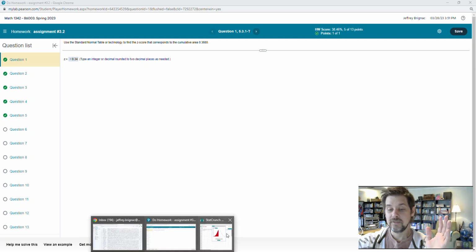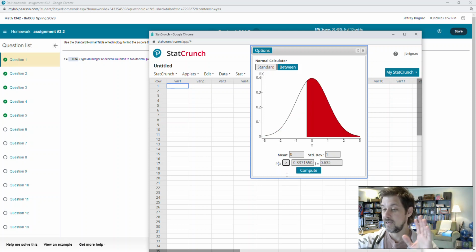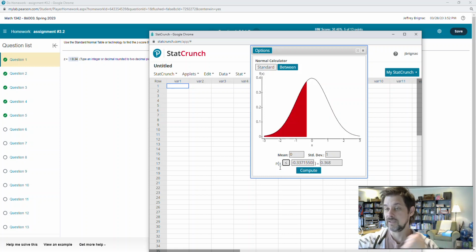Just know that when you use StatCrunch, this number is the area and this number is the point on the horizontal axis that has the area to its left. If you change this inequality to greater than, then it flips it around, and that's not the way that we want it. That's not what the z-score is, so go ahead and leave it like that.